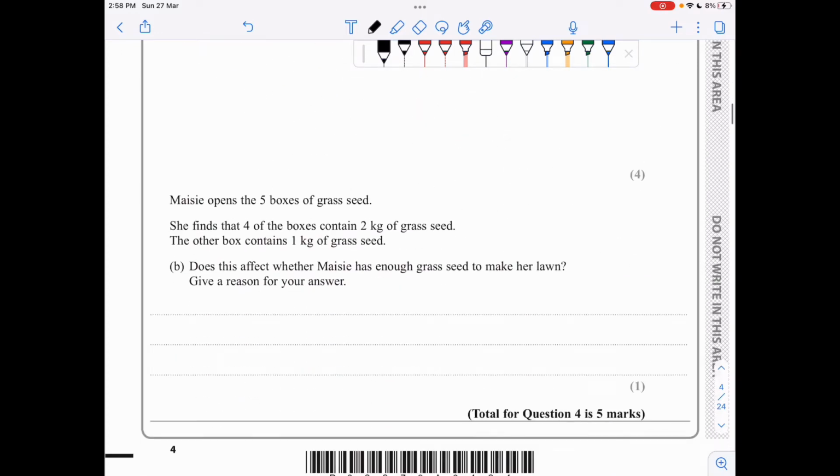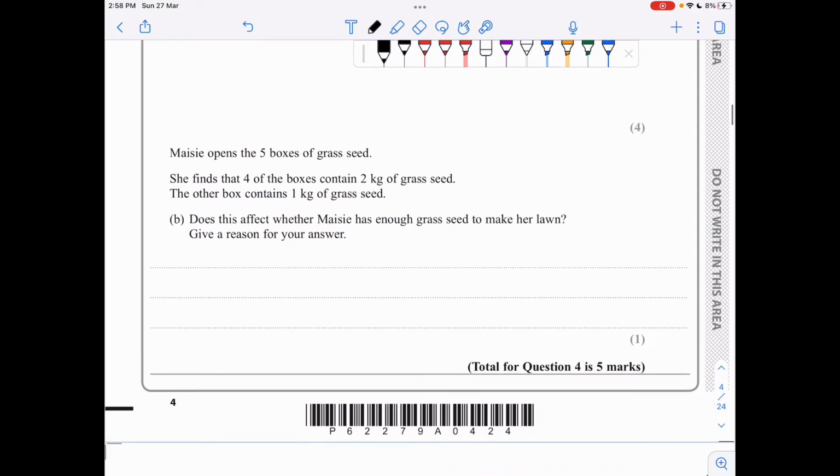In part B, we're being told that she proceeds to open the 5 boxes. She finds out that indeed 4 of them contain the 2 kilograms, but one of them only contains 1 kilogram of grass seed. Does this affect whether Maisie has enough grass to make her lawn?